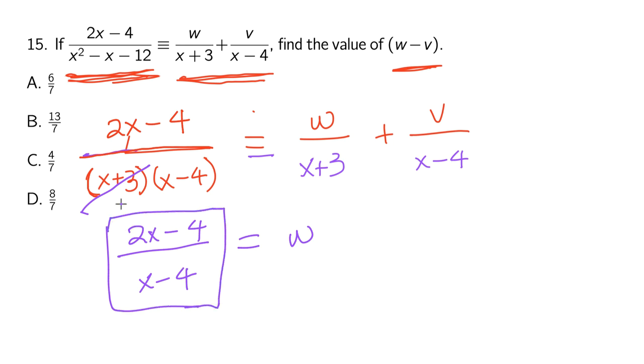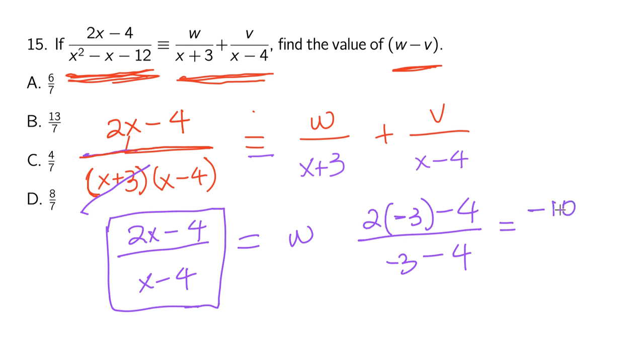So how do we do that? We put x equals minus 3 here. We get 2 times minus 3 minus 4 over minus 3 minus 4. This gives us 2 times minus 3 is minus 6, minus 4 is minus 10, over minus 7, which is equal to 10 over 7. So w becomes equal to that.